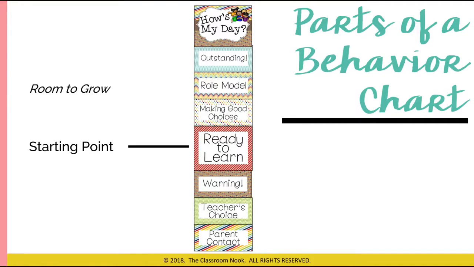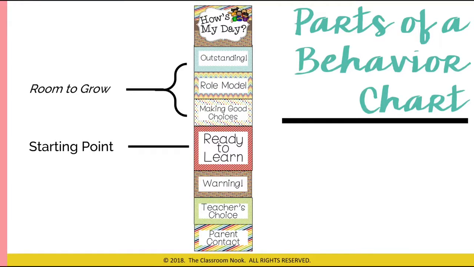From there, students have the opportunity to grow. So they don't just end on Ready to Learn, but they have the opportunity to make even better choices where they'll be able to move their clip up the chart. So they start at making good choices, role model, and outstanding. As you see students showing that model behavior, you can reward them by allowing them to move up their clip.